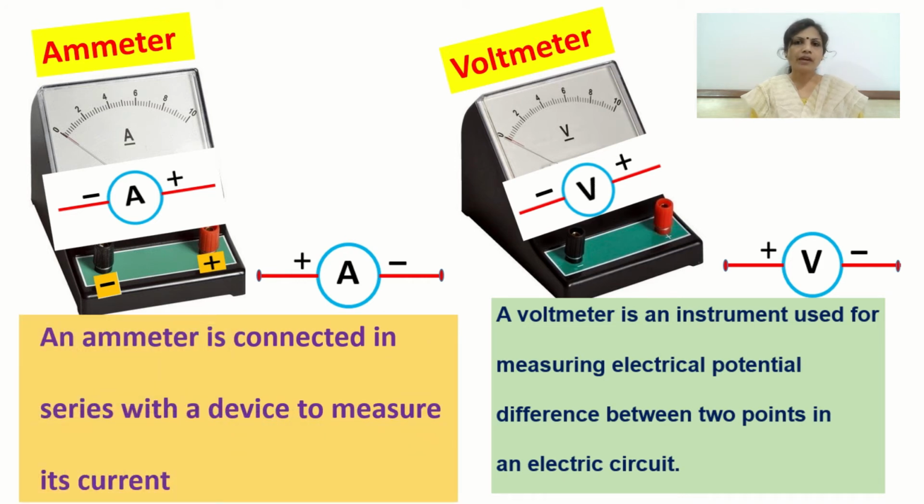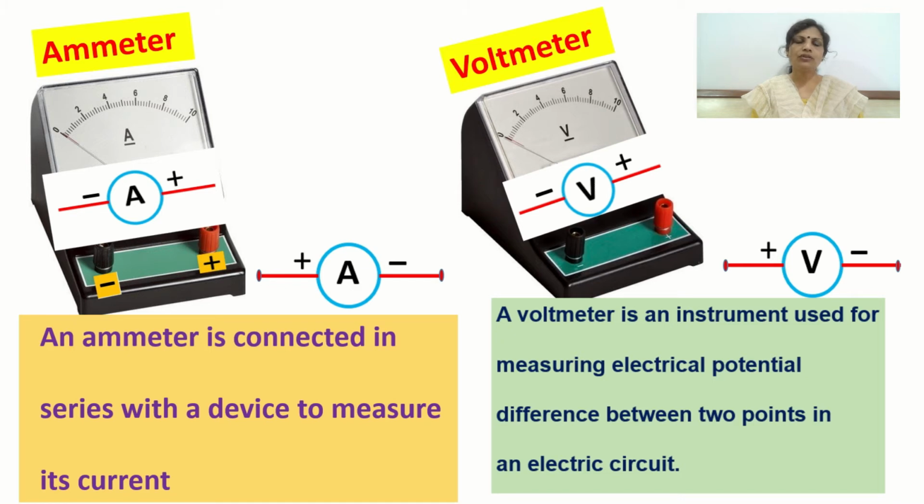Now the purpose of an ammeter is to measure electric current in the circuit. So when we connect this ammeter in an electrical circuit in series, it measures the amount of current flowing through the circuit. This is because the resistance of the ammeter is very low. It is nearly equal to 0. Hence, whatever current is flowing through the electrical circuit is measured in the ammeter.